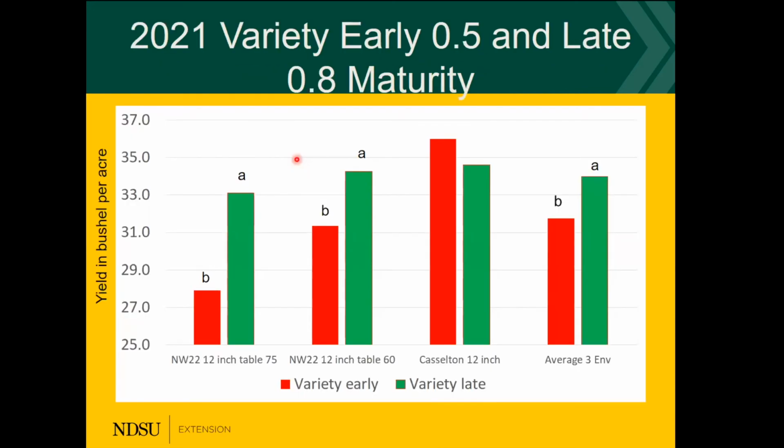So now I'm looking at early maturing and late maturing. Early maturing is the 0.5 versus a 0.8. And here we're looking at the 3-year average, the last 2 bars. You can see that for the 3 environments this past year, we see an increase. Now, I want to draw your attention to the droughty conditions in Castleton. The early variety out-yielded the late maturing variety at Castleton, and it was simply a factor that the crop ran out of moisture at the end. So there is a factor of frost, but there is also a factor of drought.